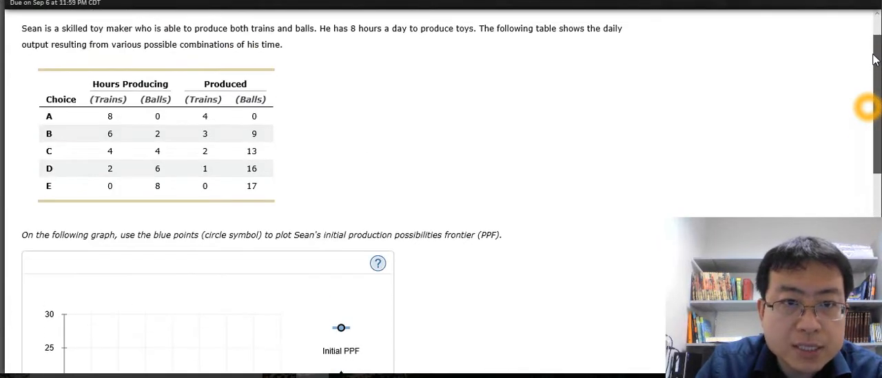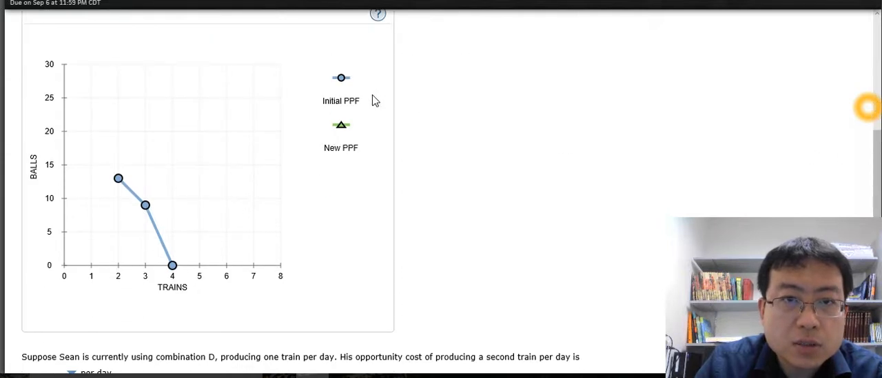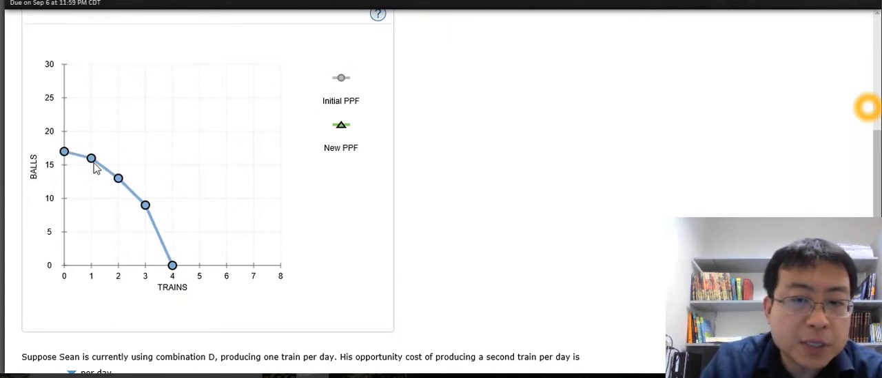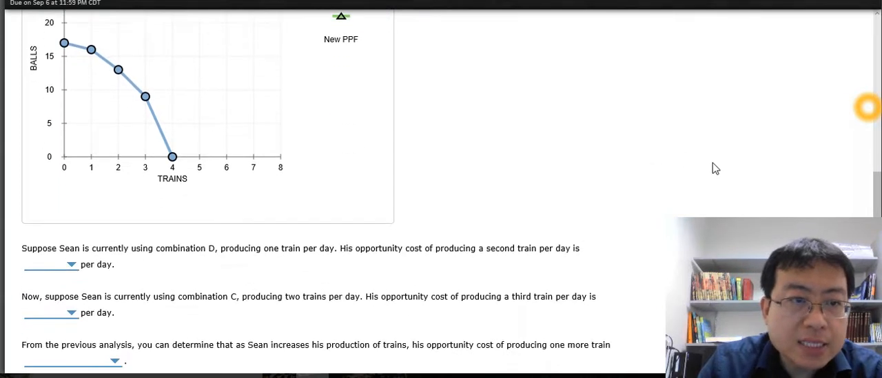The next one is gonna be 1 and 16 and 0 and 17. So 1 and 16 and 0 and 17. Okay, so this is our production possibility frontier. Now let's answer the questions.